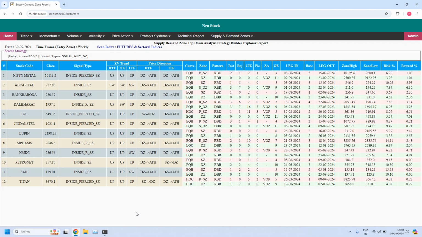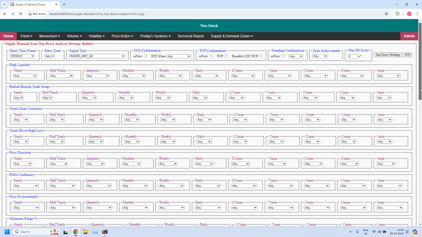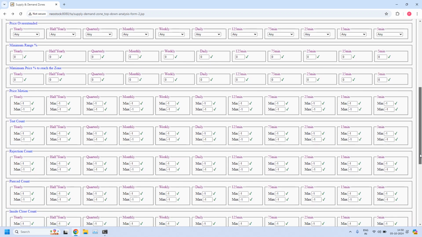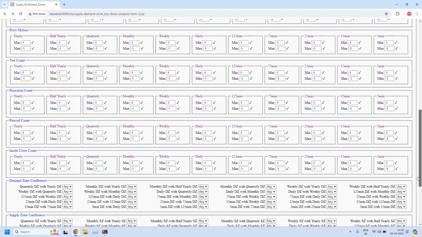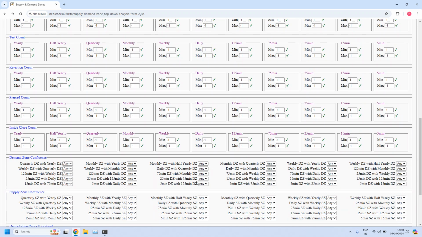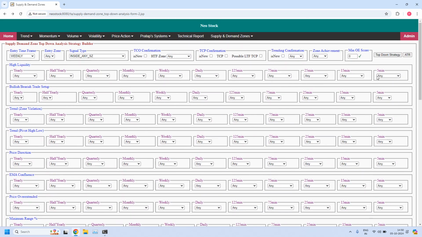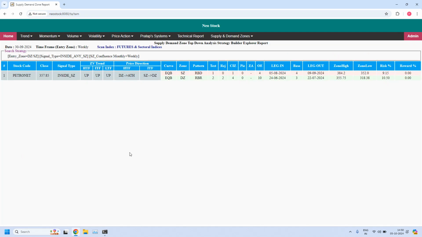Out of these 12, are any of these zones having confluence with monthly supply zone? That is HTF supply zone confluence. So weekly supply zone with monthly supply zone, I am enabling the filter. Out of the 12, any stocks? Only one stock. This weekly supply zone is part of the monthly supply zone.